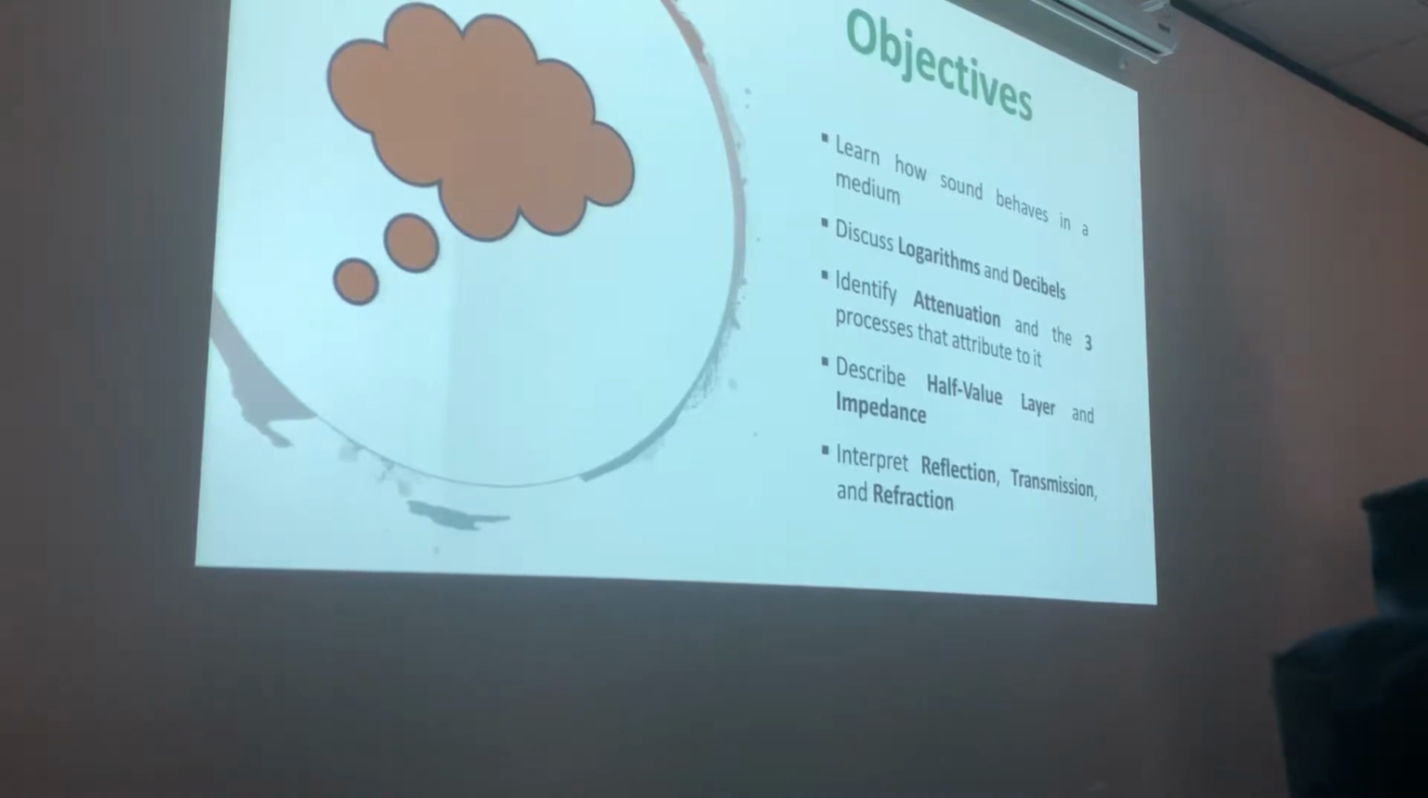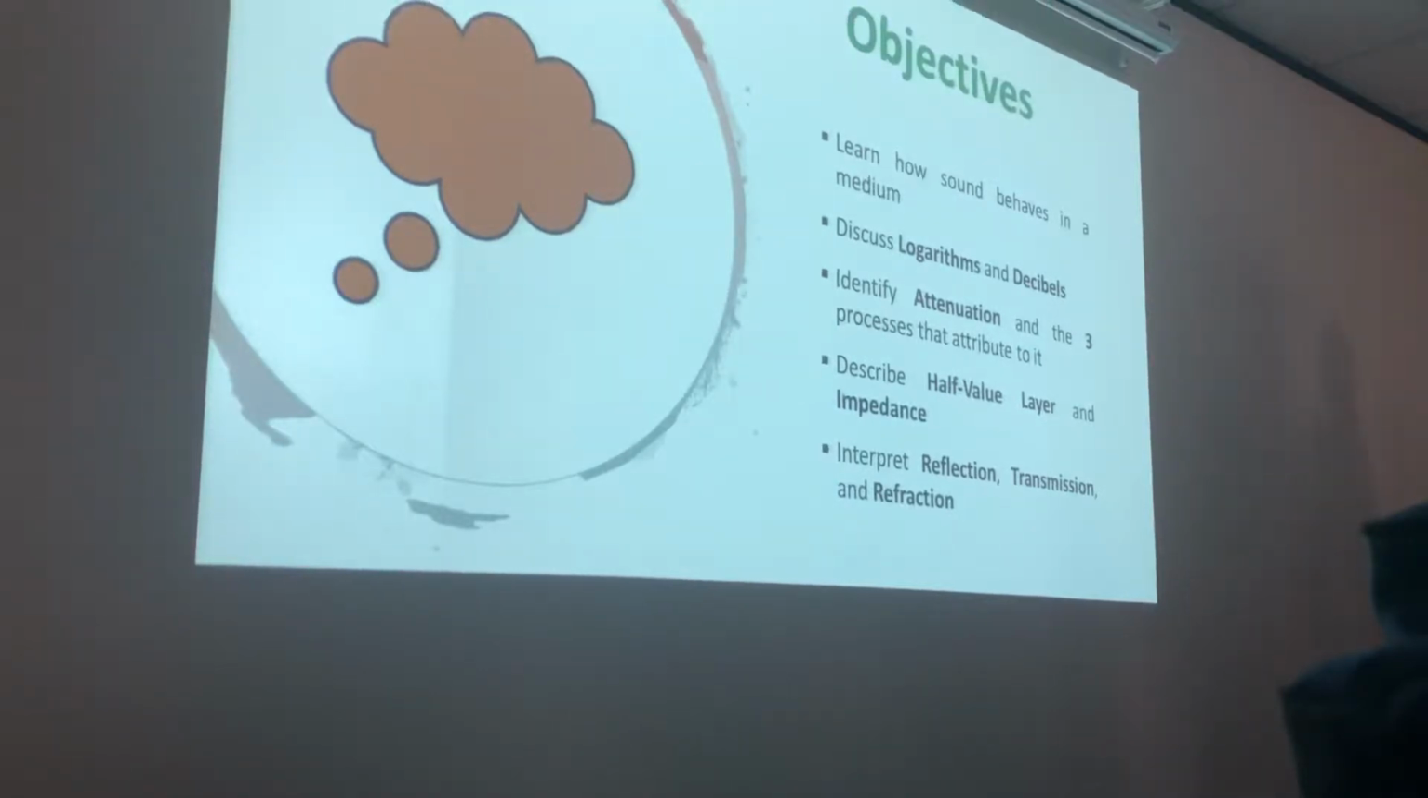This chapter is broken up into two sections: comparing signals, logarithms, decibels, and attenuation. Then it gets into incidence and how sound interacts at different angles. The objective of this chapter is learning how sound behaves in different mediums. Discuss logarithms and decibels. Please, guys, don't delve too deep into the logarithms and decibels. I'm going to teach you exactly what you need to know.